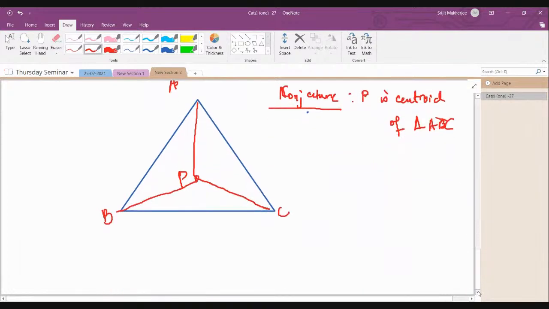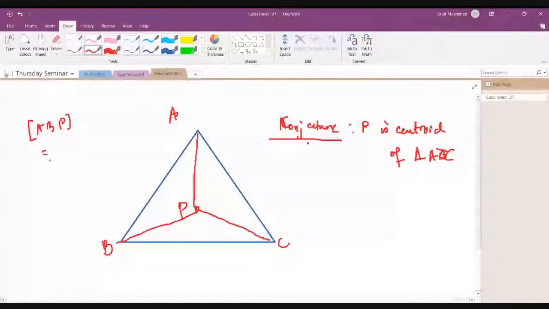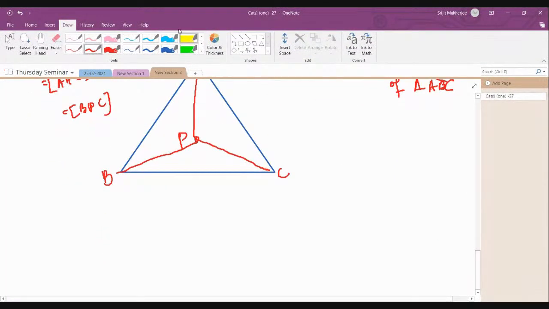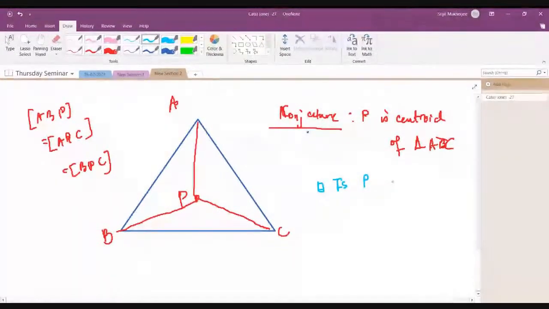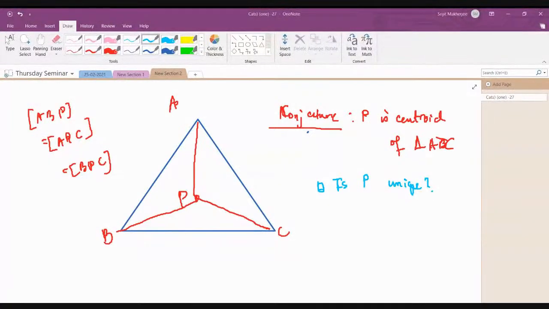So that's the question. ABC is a triangle. P is such a point where the area of triangle ABP is equal to triangle APC is equal to triangle BPC. Any ideas? So I have a question for you. I have two questions. Is P unique? Can you prove that P is unique over here?